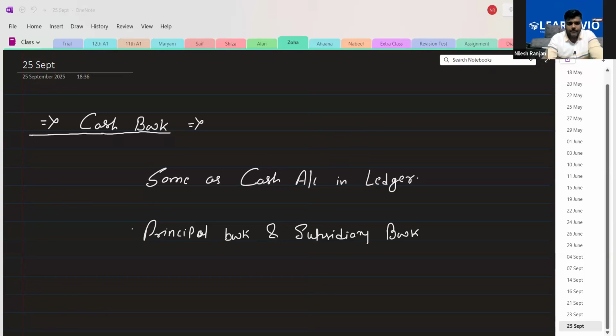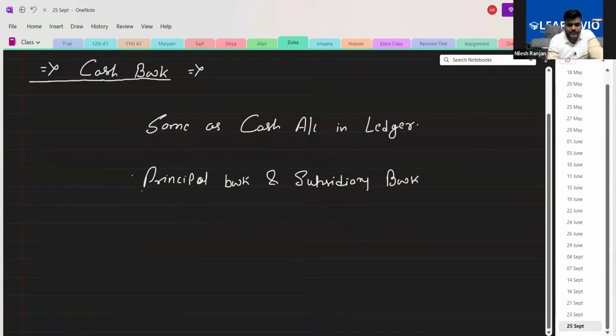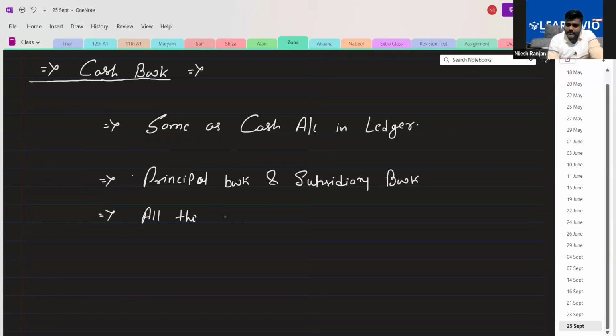Now, if we have to prepare the cash book, obviously, you have not missed any theory part. You have all the theory. Yeah. So now all the receipts will be on the debit side, and all the payments will be on the credit side.